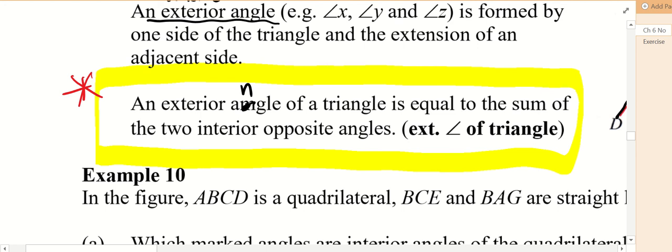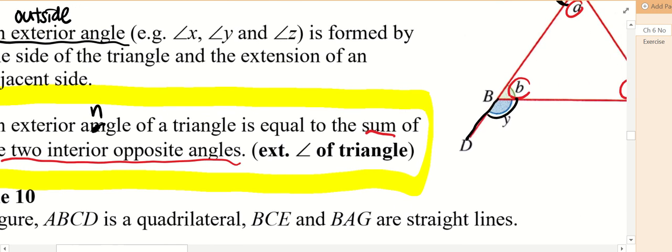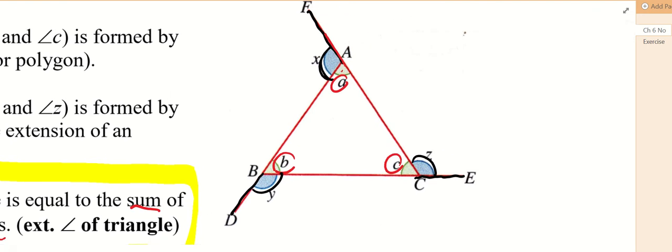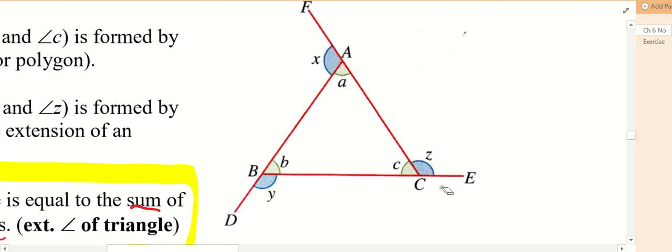One exterior angle of a triangle is equal to the sum, sum means add up, so I add up the two interior opposite angles. There's a lot of words here, so let me give you an example of what it means. Let's come to this triangle again and choose one of the exterior angles. Let's choose angle Z, for instance.